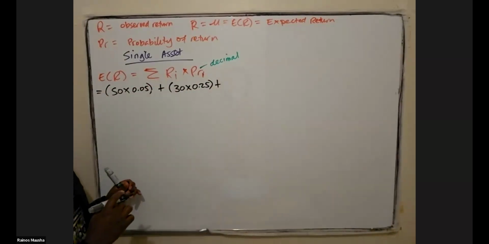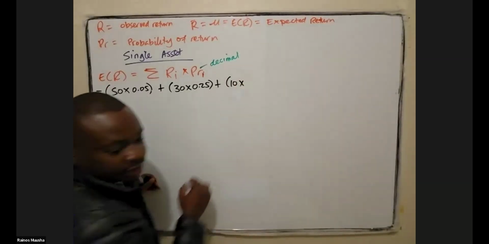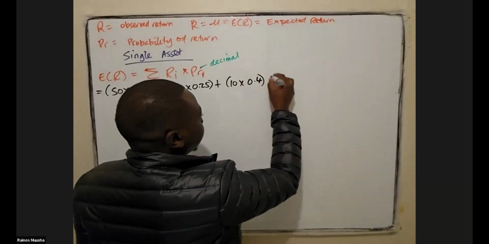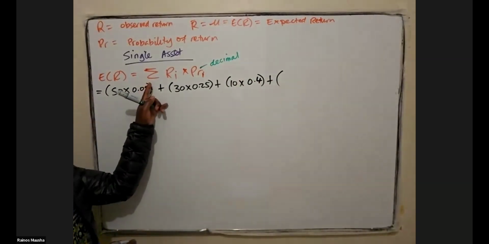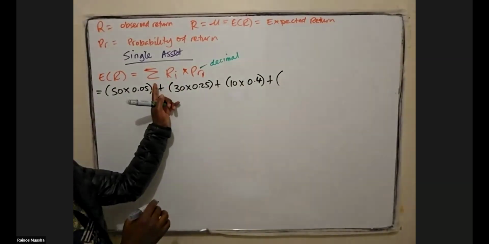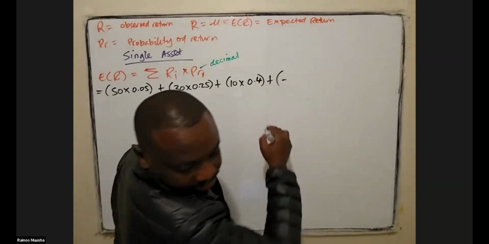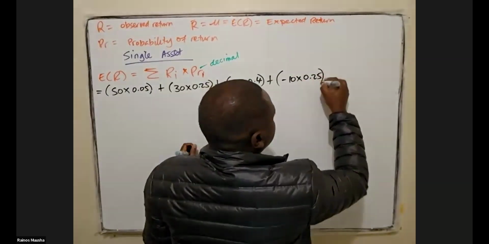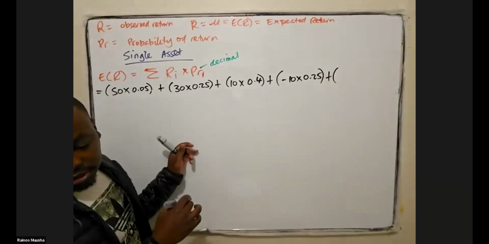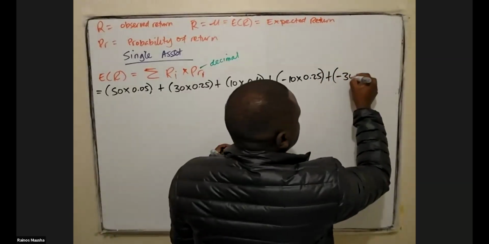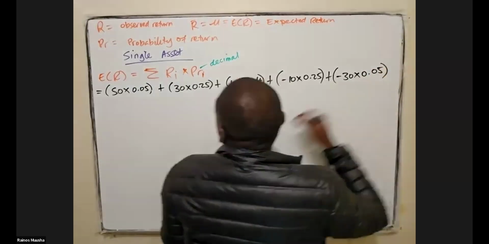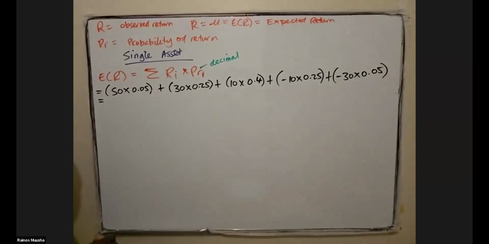Plus, you're summing up, the next observed return is 10%, multiplied by the probability, which is 40%, so it's 0.4. They're already giving us in decimals as 0.4. Plus, the next observed return is 10%, then 40%. Then the next observed return is minus 10%, and the probability is 0.25. Plus, the next observed return is minus 30%, and the observed probability is 0.05. So this is how you calculate the expected return.